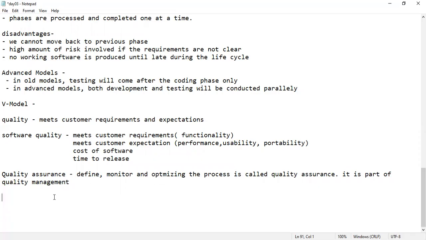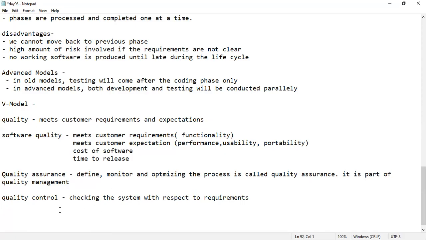What is quality control? Quality control is nothing but checking the system, checking the project or system, with respect to the requirements. Based on what will we be testing the system? The requirements, right? Don't forget. So we are checking the system with respect to the requirements.